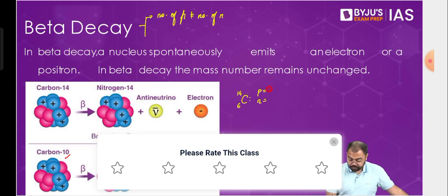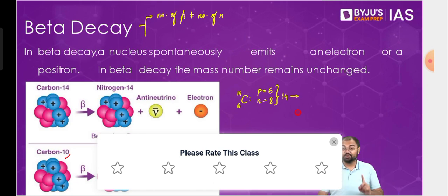Yes, 6 and 8. Perfect. So we have 6 protons and 8 neutrons, which adds up to 14. Now, if this number 14 has to be stable, then for stability, what do we need? We need 7 plus 7. So we should have 7 protons and 7 neutrons.